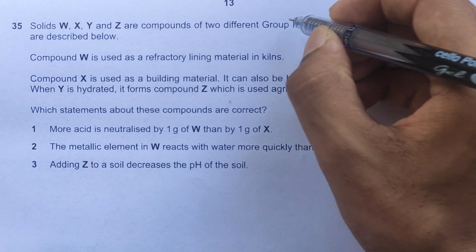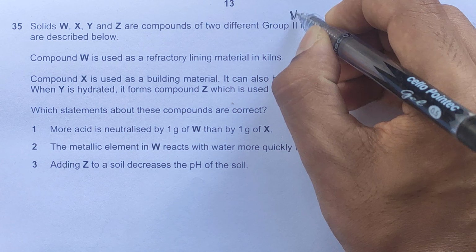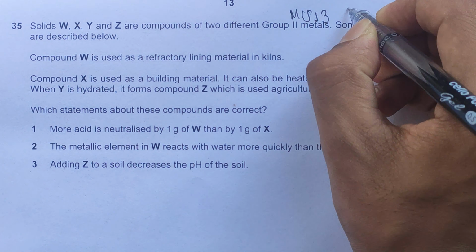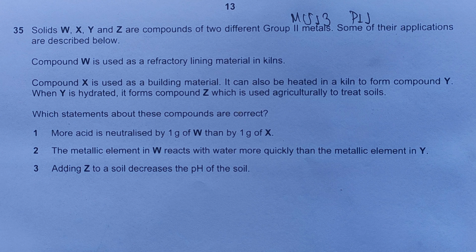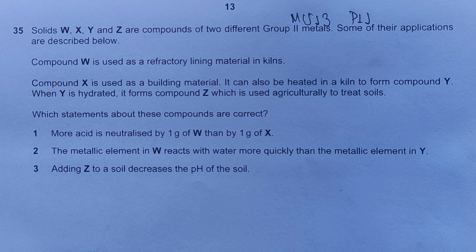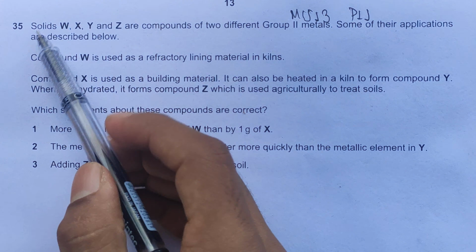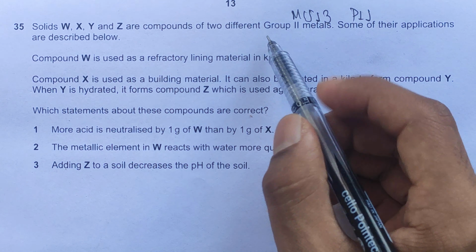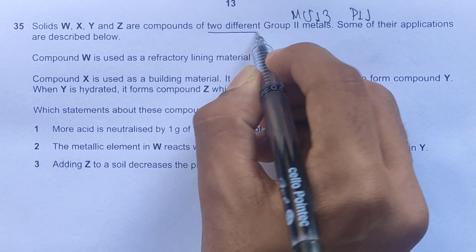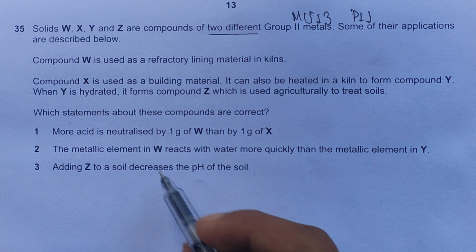Hello everyone, this is a June 13 question, paper 1-1, and the question number is 35. It's concerned with the chapter group 2. To be specific, it's concerned with the uses of group 2 compounds. The question reads, solids W, X, Y and Z are compounds of two different group 2 metals. Some of their applications are described below.